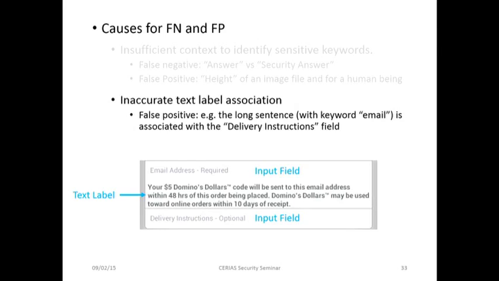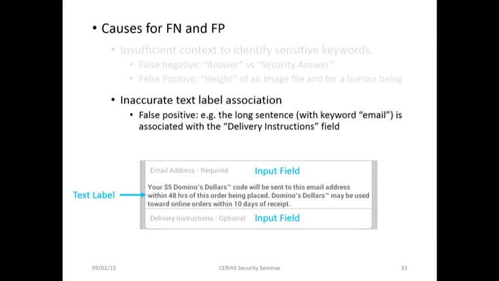This is an example. In this example, we have one label, which is a long sentence, and two input fields, the email address and the delivery instructions. In fact, this long sentence is a supplemental description of the email field. But when SUPOR tries to determine the sensitiveness of the delivery instruction field, it cannot say that this field is sensitive by only analyzing the hint of this field.